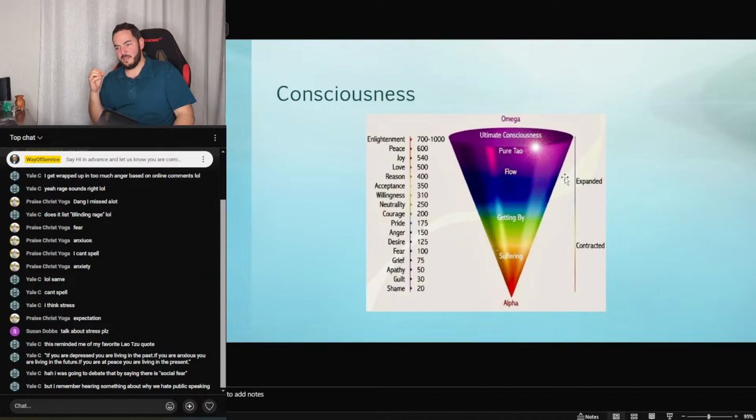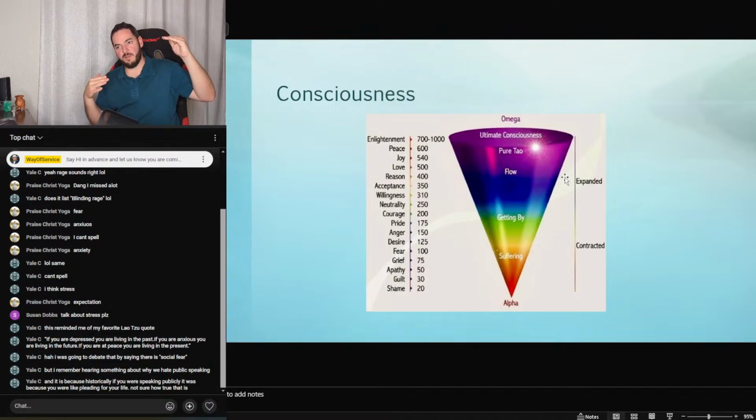Fear is like primary, and then the opposite has often been described as love. A lot of people would see this top of the spectrum as love, although love shows up here. Everybody has a different take on it. But basically love, joy, peace, and enlightenment all go together, and they are the opposite of fear.